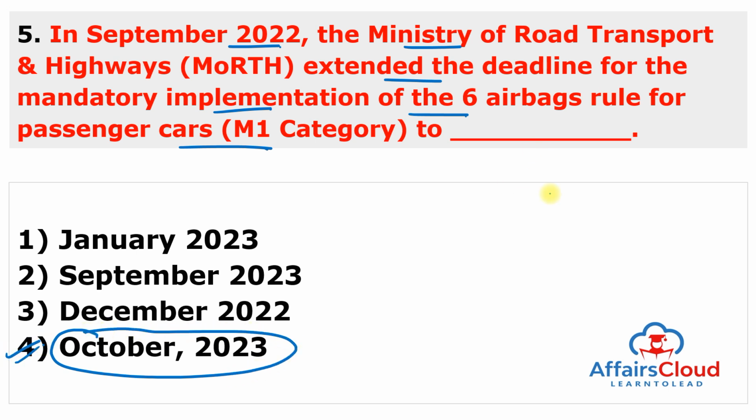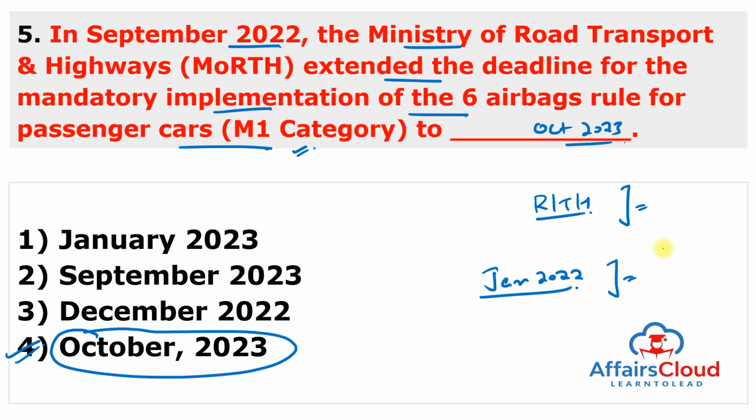So Nitin Gadkari ji, the Union Minister of Road Transport and Highways, has extended the deadline for the mandatory implementation of 6 airbag rule for the passenger car, which is also known as M1 category, to October 2023 due to global supply chain constraints faced by the auto industry and its impact on the macroeconomics. And the draft notification was released in the month of January in 2022 and mandated that all the vehicles of M1 category manufactured after 1st of October 2022. But now this date is October 2023.